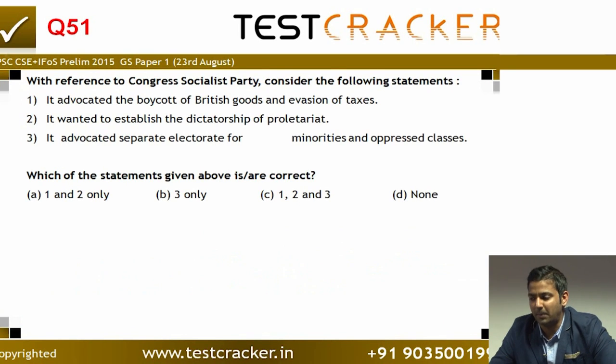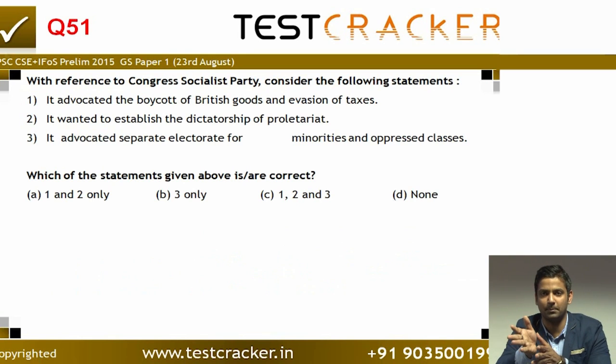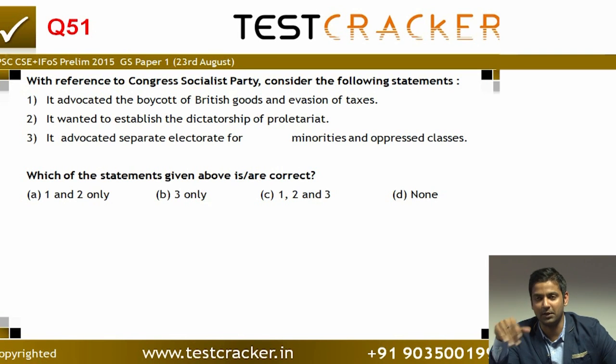51 is Congress Socialist Party, right? So standard question, at least Congress Socialist Party you should know about. 1934, this was set up, founded in 1934. Now you need to look at the statements and take your call on that. Right, statement 3 says it advocated separate electorate for minorities and oppressed classes. If you know the nature of socialist and communist parties, they would not be bringing religion in their politics. They would not be doing that. So even though it would be based on the basis of social equality, religion is not a part of these parties usually.